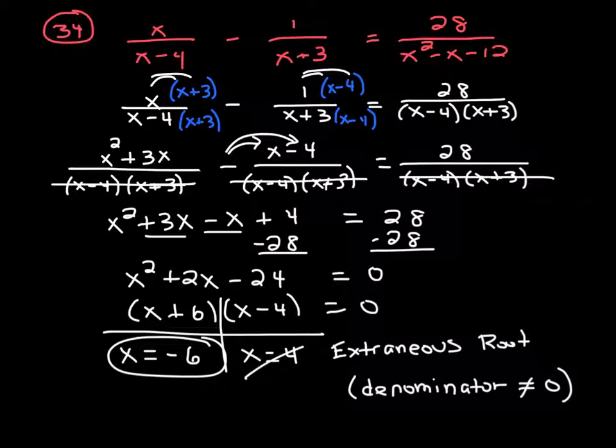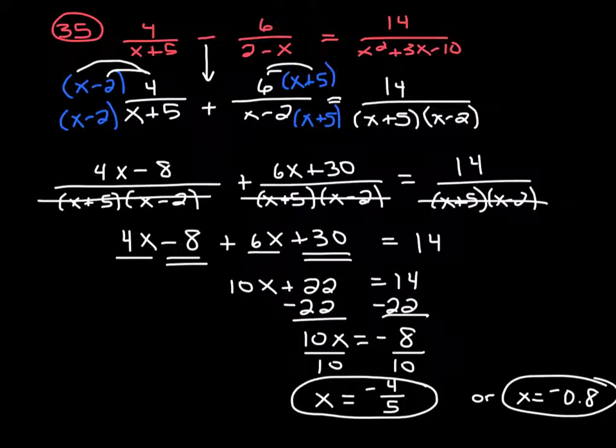Okay, so here's the answer to number 34, and if you notice, we again have an extraneous root. This x equals 4 would create an undefined fraction. 4 minus 4 is 0, and you cannot have 0 in the denominator of a fraction. And then here is our work for number 35. Okay, you could either write it as a fraction, x equals -4 fifths, or as a decimal, x equals -0.8.